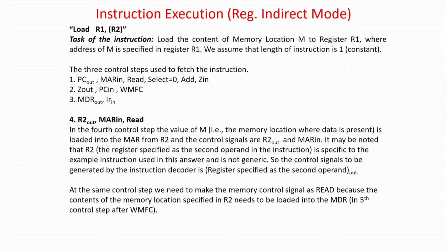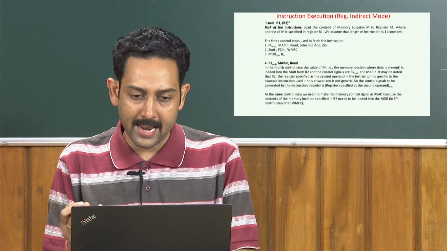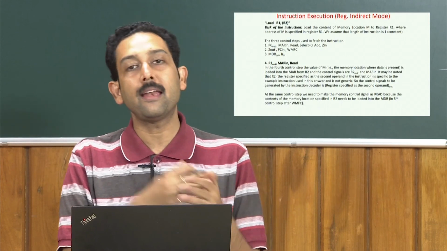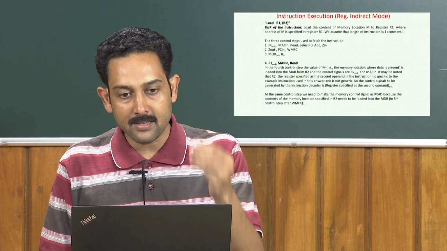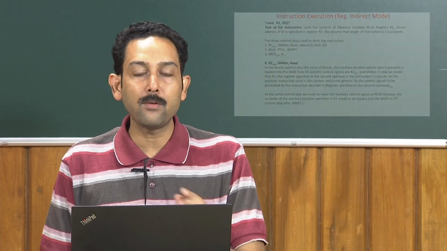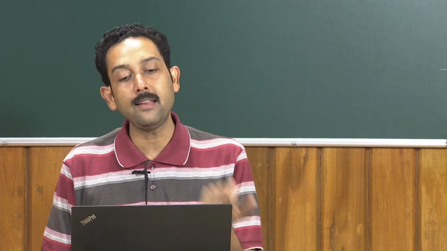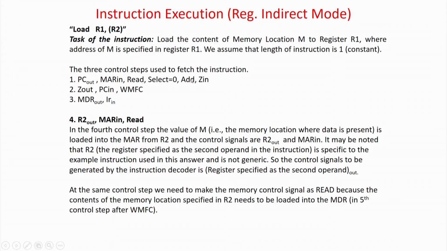Now we take another mode, called register indirect. The earlier case was memory indirect; in register indirect, you go to the register, and the content of the register contains the location of the memory where the data is present. For example, load the content of memory location M to register R1, where M is specified in register R2.